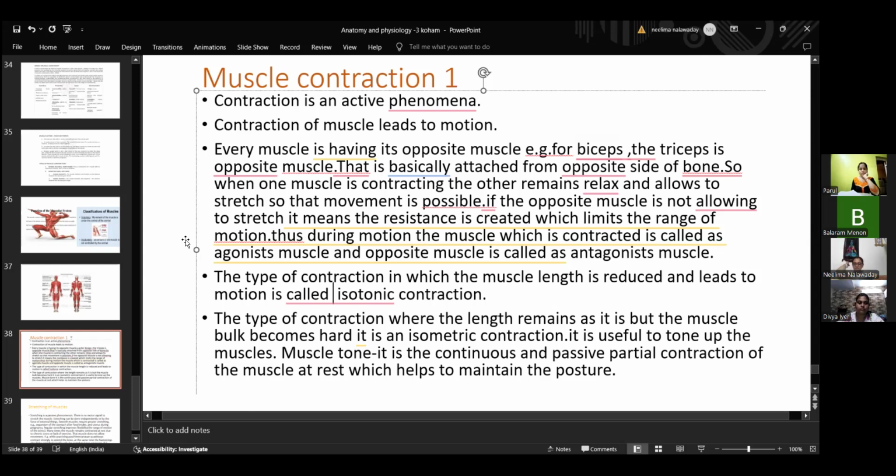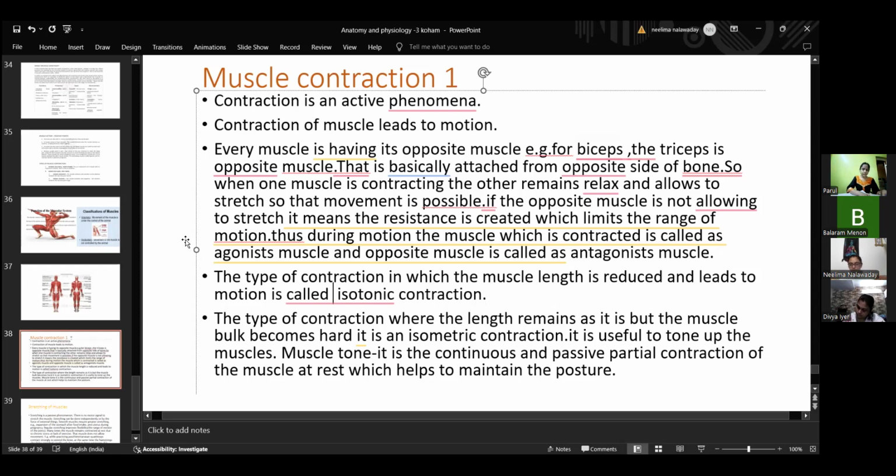Now this idea is clear. Movement is possible because the opposite muscle is relaxed. If the opposite muscle is not allowed to stretch, resistance is created which limits the range of motion. Clear? It is not allowing, so the range of motion is not there. Thus, during motion, the muscle which is contracted is called the agonist and the opposite muscle is called the antagonist. We are repeating so that it will be easy for you.